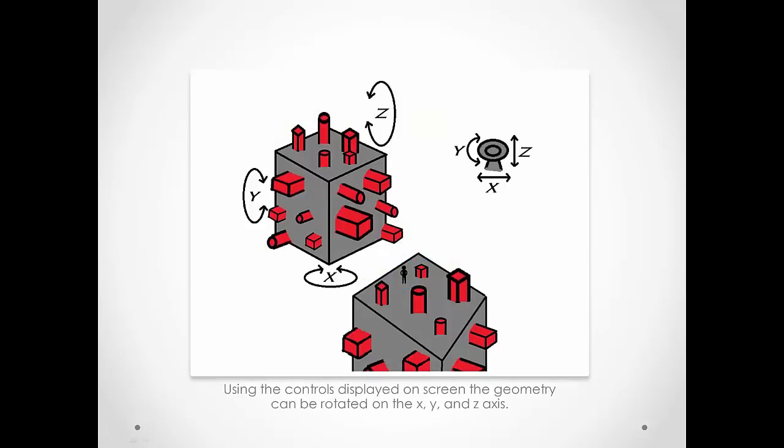From here, the player will see controls displayed on screen and will be able to see how the object rotates and fits within the rest of the environment. Using the thumbstick, the player can rotate the square on its X, Y, or Z axis.